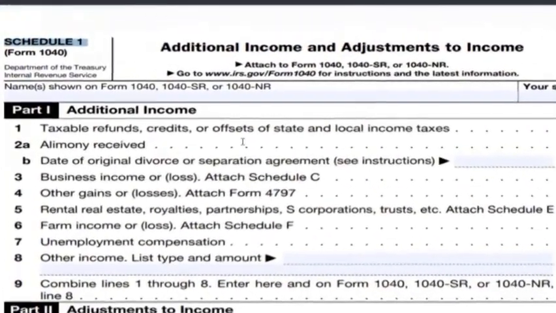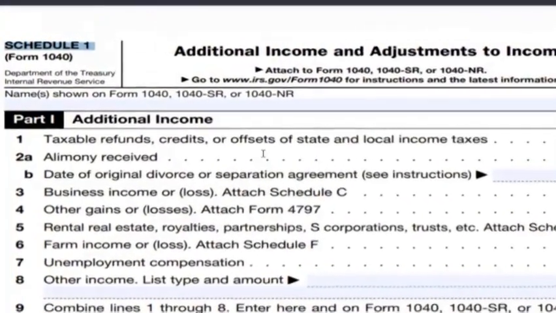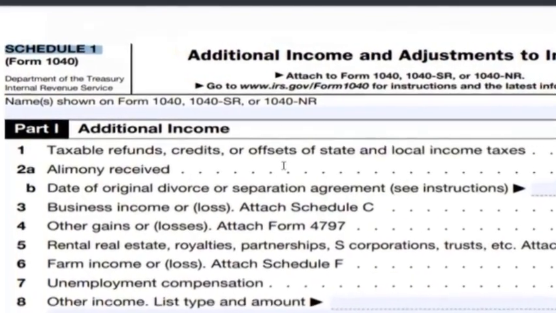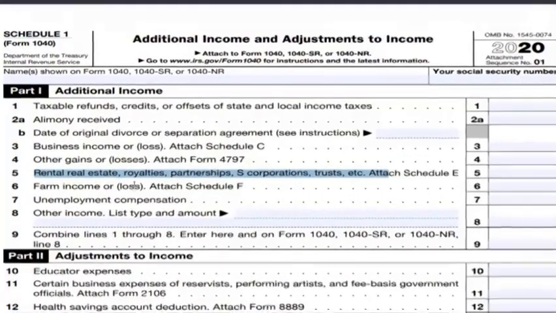Other income, there could be different types of other income, right? It could be Schedule C, it could be alimony received, it could be taxable refunds, right? And it could be rental income, rental real estate, royalties, partnerships, S corporation, trust, that we have already discussed in previous sessions. But these are the income.